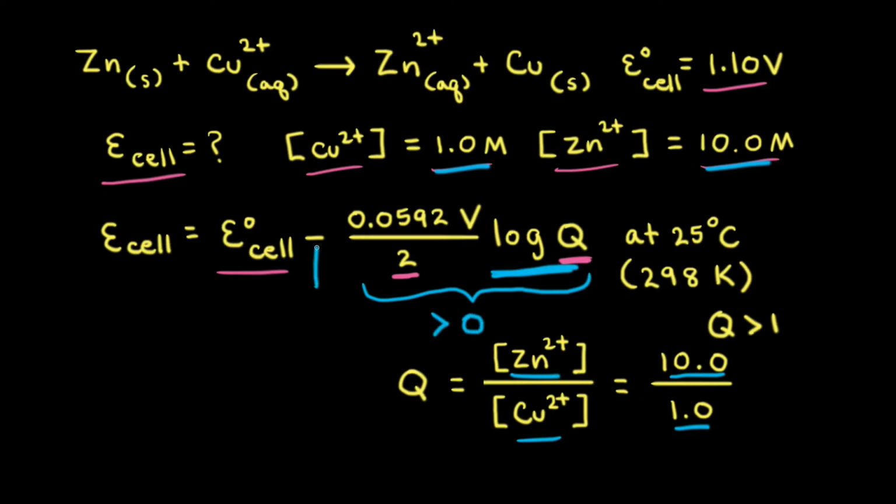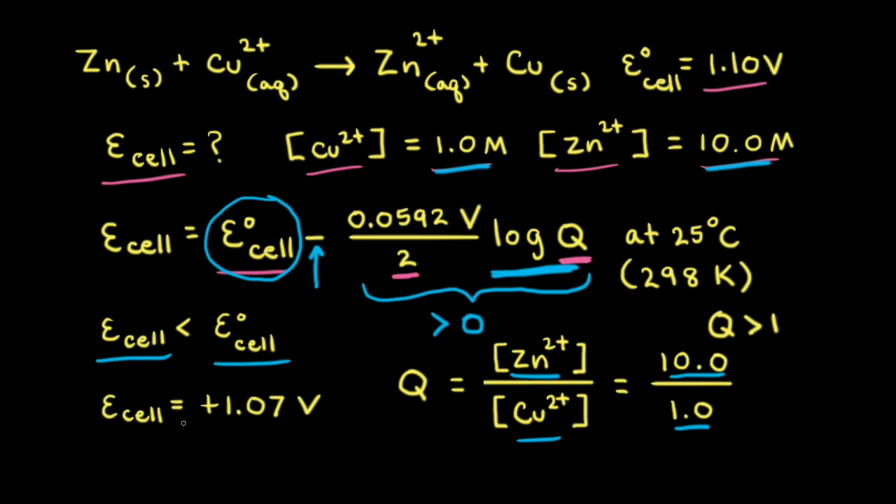And because we are subtracting a positive number, we would be subtracting a value from the standard cell potential, which means that the instantaneous cell potential will be less than the standard cell potential. And if you plug the numbers into the Nernst equation, you would find that the instantaneous cell potential is equal to positive 1.07 volts, which is less than the standard cell voltage of 1.10 volts.